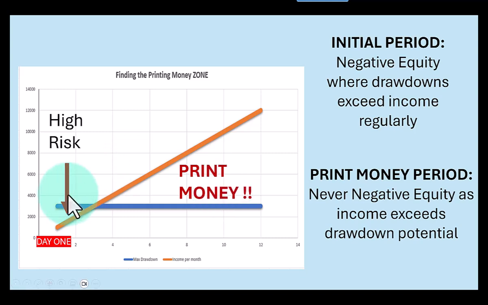Now, it does take a bit of time for your income to grow to the level that it is exceeding your maximum drawdown level for a particular technique or a particular robot. Now, I'm going to give you some examples of that to give you a better feeling of how this works.